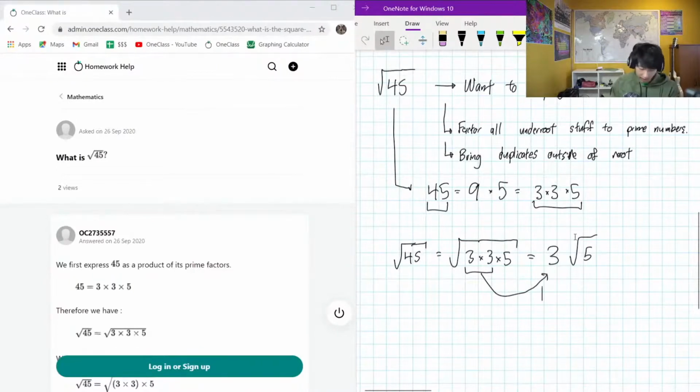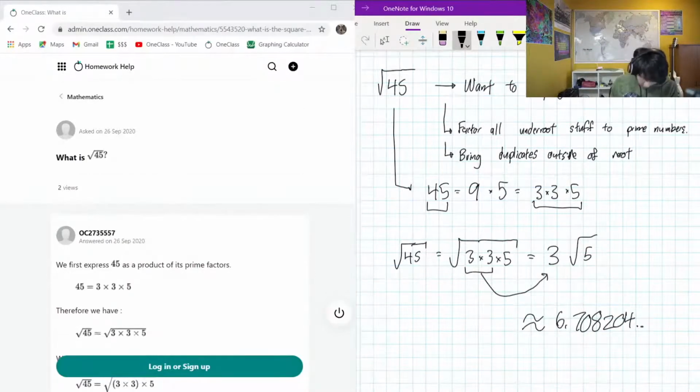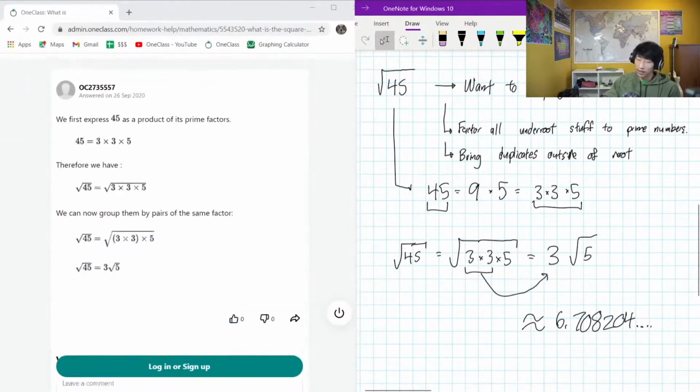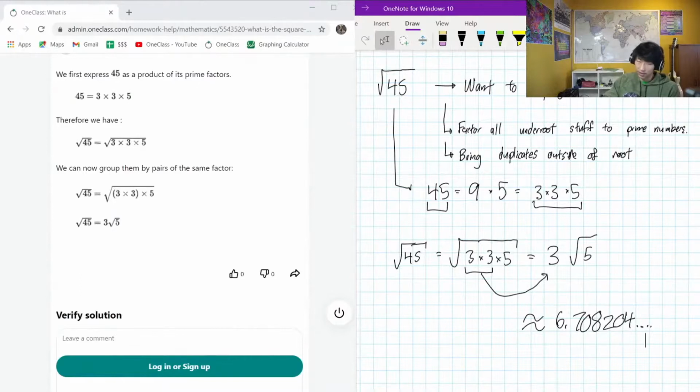And let's actually get the decimal value. So this is approximately equal to, I'm going to send it through my calculator ASAP fast. So the actual result of this is 6.708204, on and on and on. That's a very long number, but sometimes you will eventually need to simplify it down to a decimal version. But you want to keep it in precise terms like this, 3 times root 5, as long as possible to ensure maximum precision.